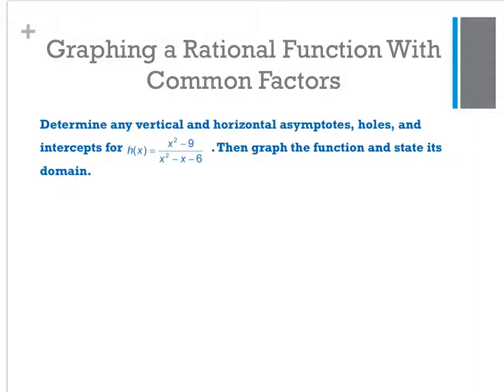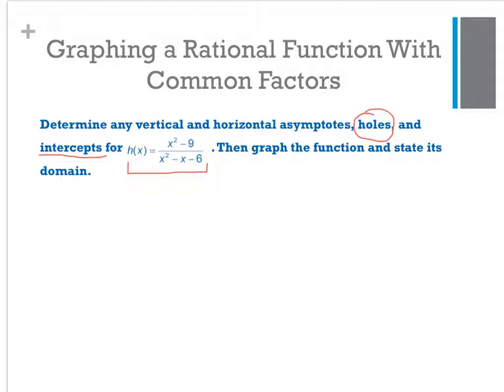So if you look at the example here, determine any vertical and horizontal asymptotes, holes, which we have not discussed yet. We haven't discussed how to find or identify holes in a function. And we want to also find the intercepts for the function h of x equals x squared minus 9 over x squared minus x minus 6, and then graph the function and state its domain.